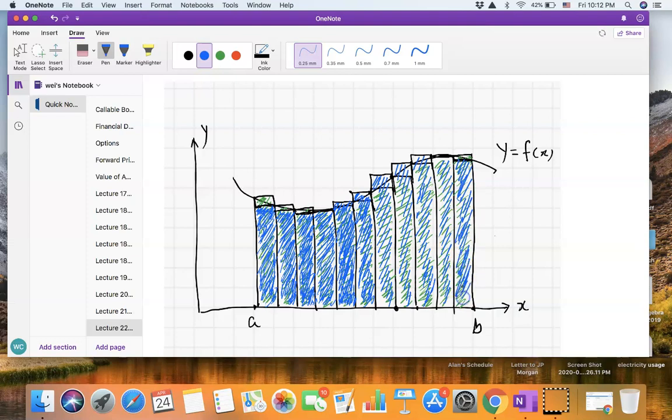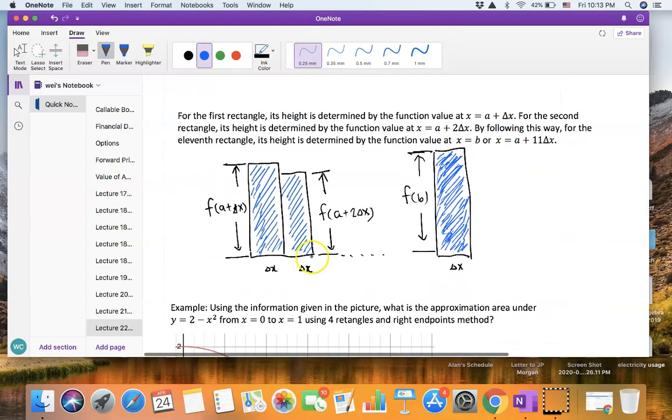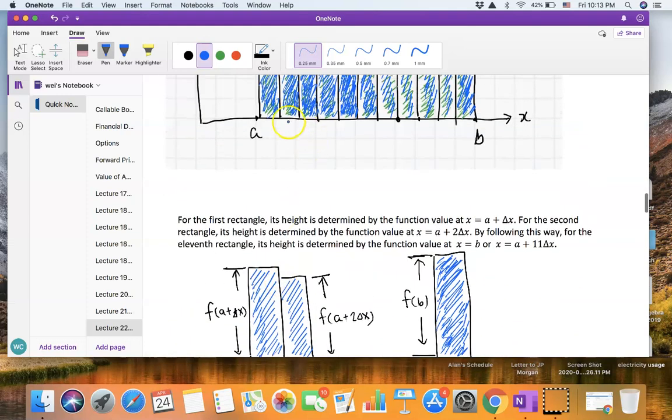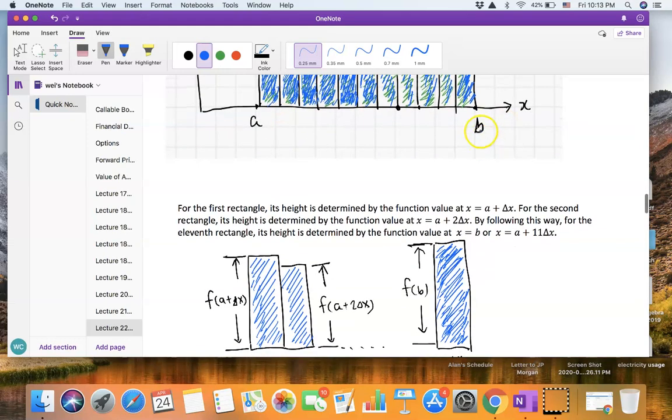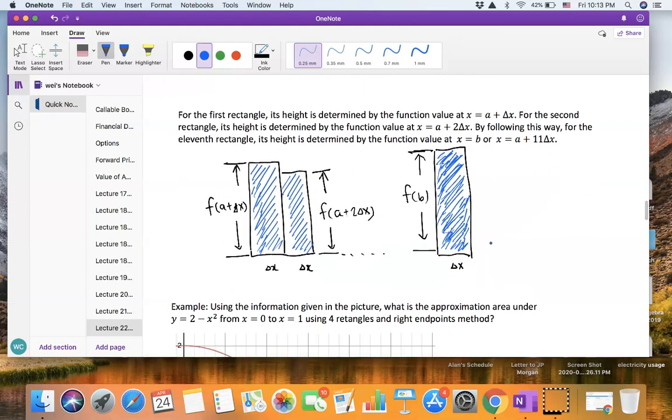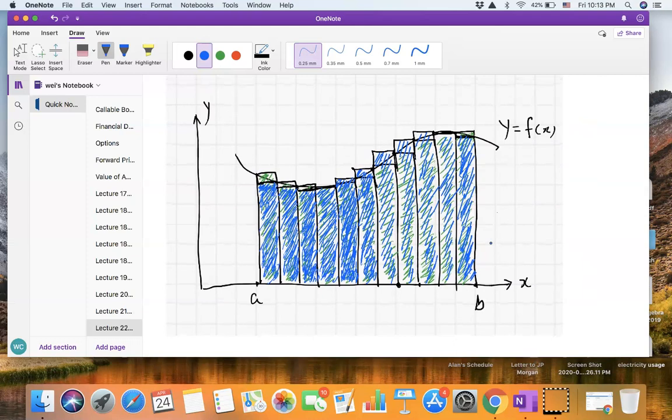So when I use the right endpoints method, I won't use the first point A. The first point I use is the point A plus delta x, and the last point I use is B, or A plus 11 delta x. So this is the difference between the left endpoint method and the right endpoints method.